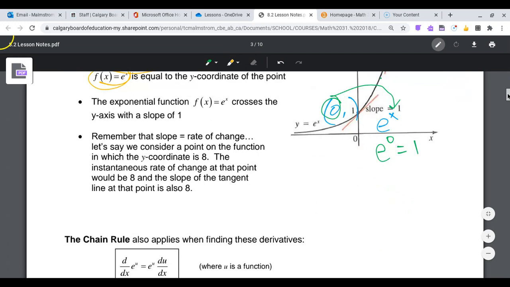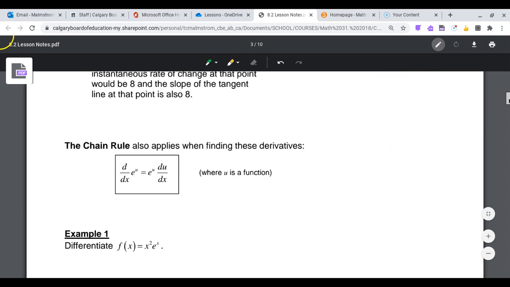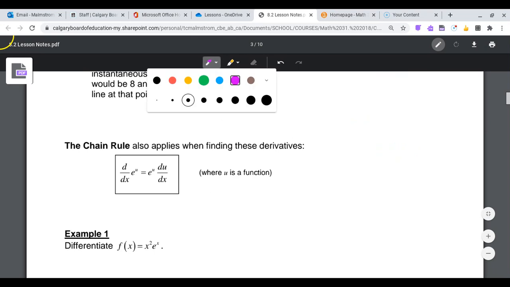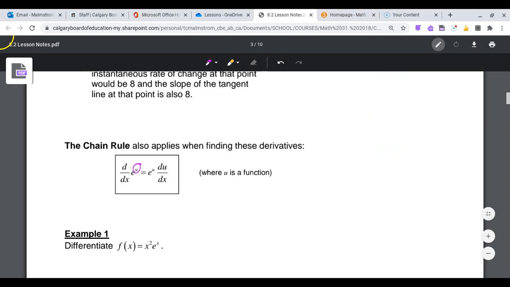All right, so that's a little bit of background. It's funky. Euler did all the hard work for us. We just have to know what e is and be able to use it. And its derivative is super easy. It's itself.